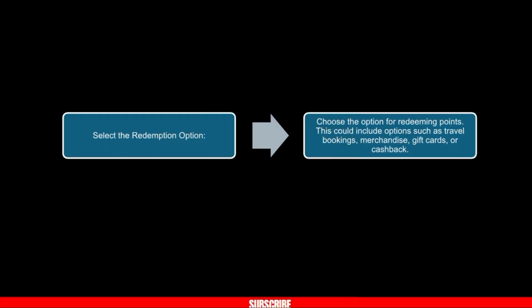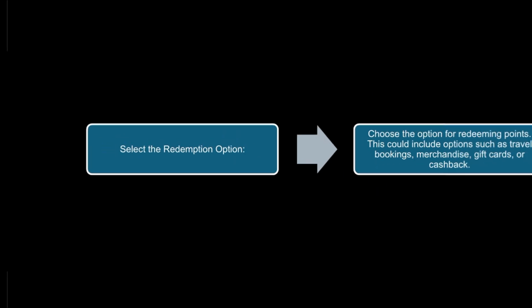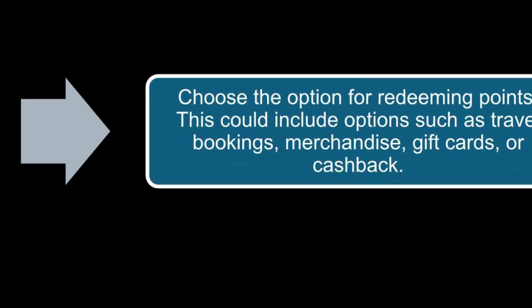After that, select the redemption option. For this, choose the option for redemption points. This could include options such as travel booking, merchandise, gift cards, or cashback.